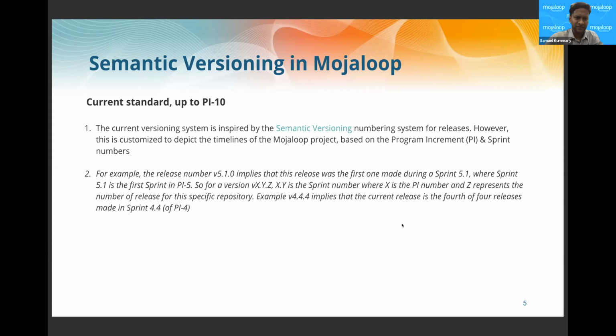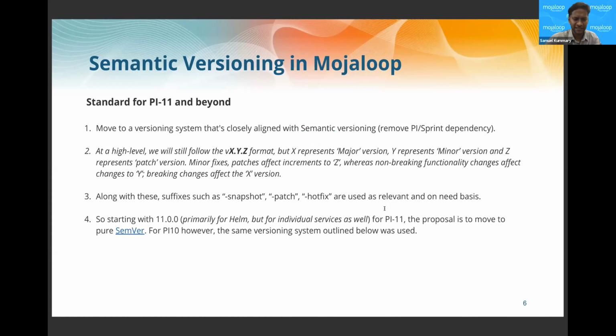And then we proposed that we'll move to a more pure semantic versioning, where we use the x.y.z in a specific pattern, like the Z for a patch version, where we use it for a minor fix or a vulnerability fix. And then Y is used when there is a non-breaking functionality change. And X, of course, where we have a breaking change. So let's say if there is an 11.0.0, we will have 11.0.1 if there is a patch or a bug fix.